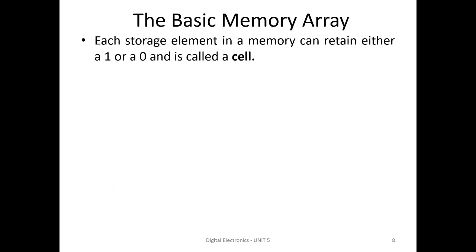So basically, a memory array is nothing but a large collection of cells. Each storage element in a memory that can retain either a 1 or a 0 is called a cell. So it is going to store a 1 or a 0, because we are dealing with digital. Memories are made up of arrays of cells. That's what we said: a large number of cells will be there.